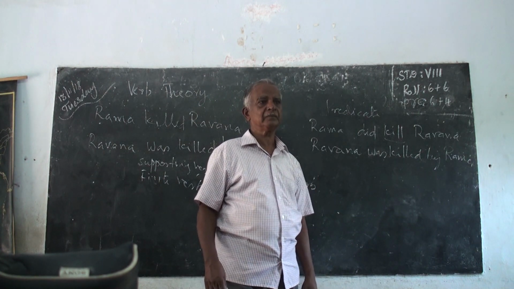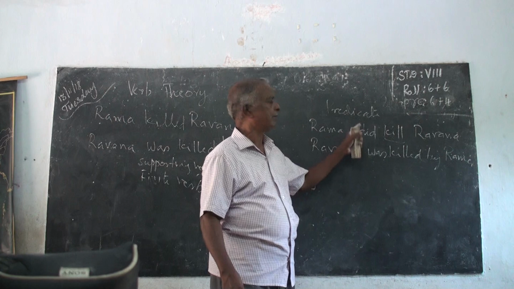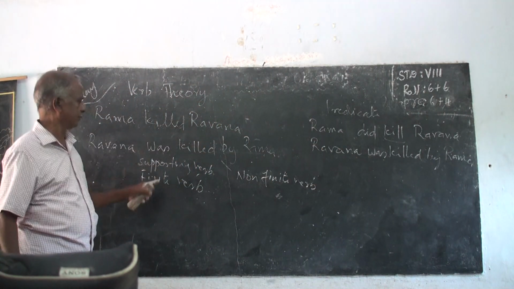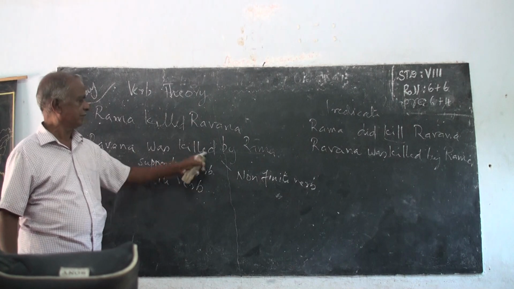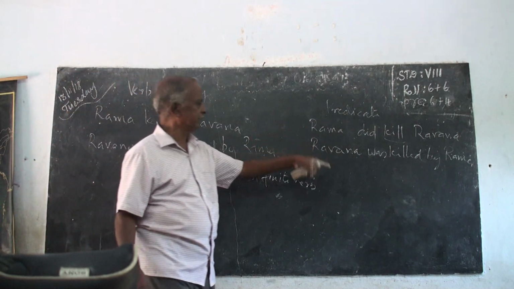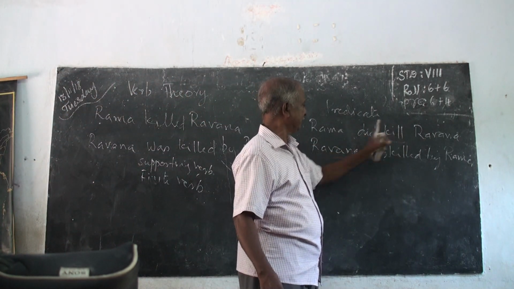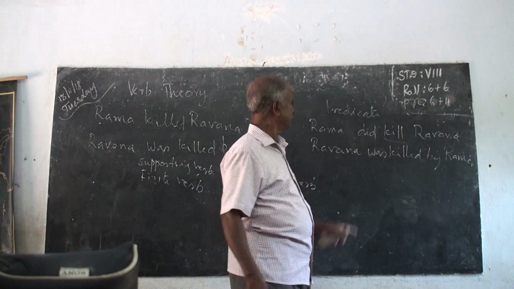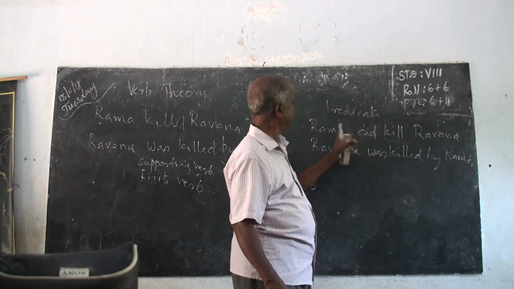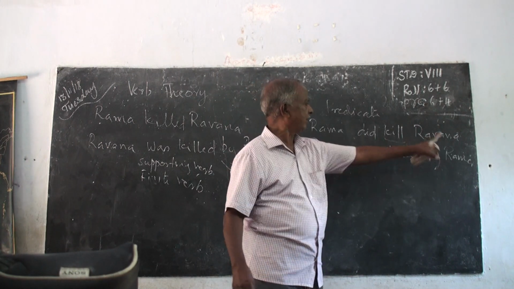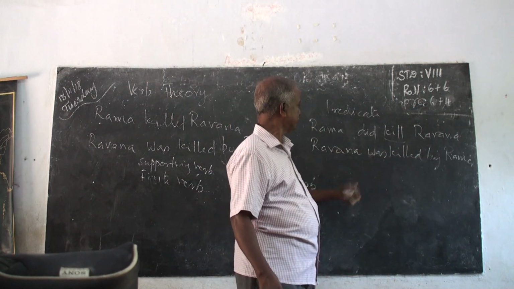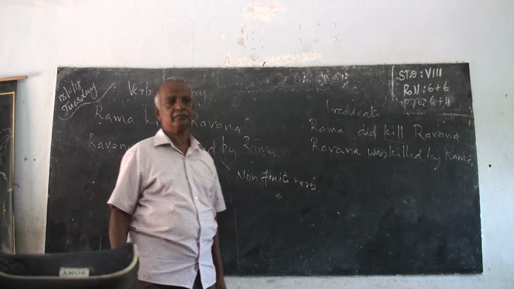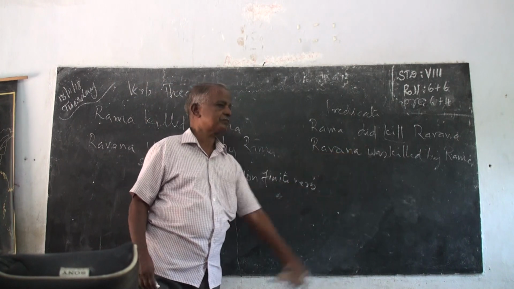Supporting verb. But in this theory, it is called a supporting verb. This is a finite verb. This is a non-finite verb. In this theory, this is a noun, this is a noun. This is a key predicate verb. This is a key predicate verb. Here, "killed" tells Rama killed Ravana. Here, "was" says Ravana was killed by Rama. This is the revealing verb.